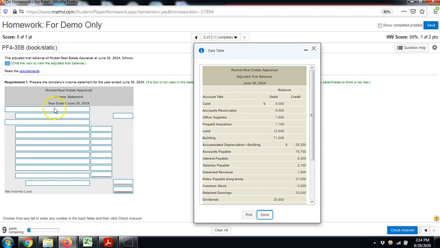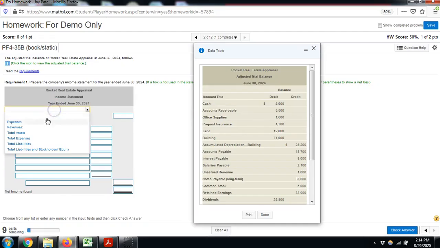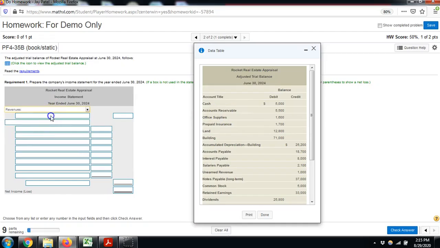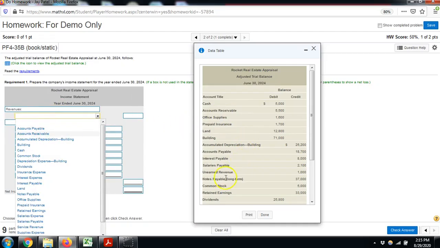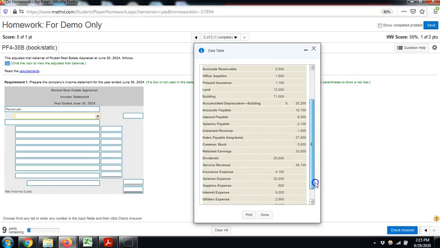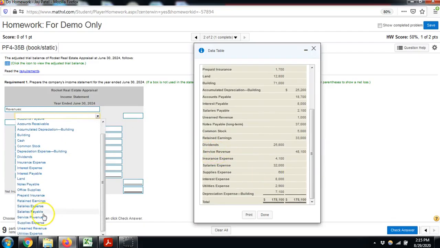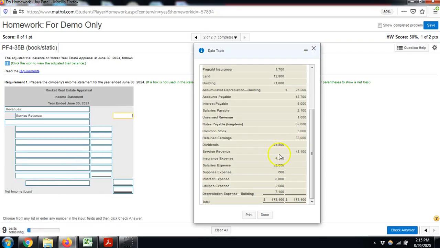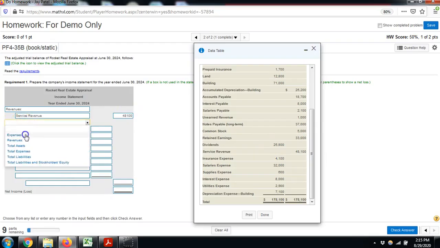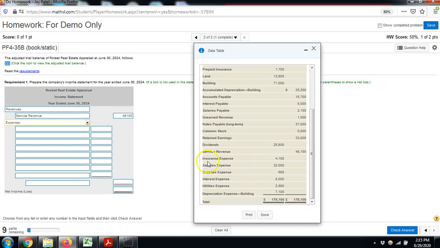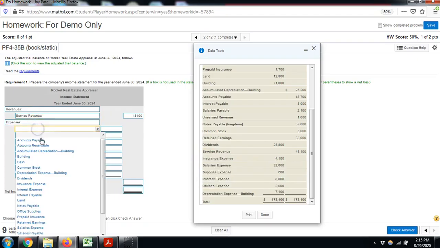So let's start with the revenues at the top. If we look on the adjusted trial balance here, they have service revenue of 48,100. So now let's drop down to the expenses, and we see all the expenses listed here. So let's just roll through them.